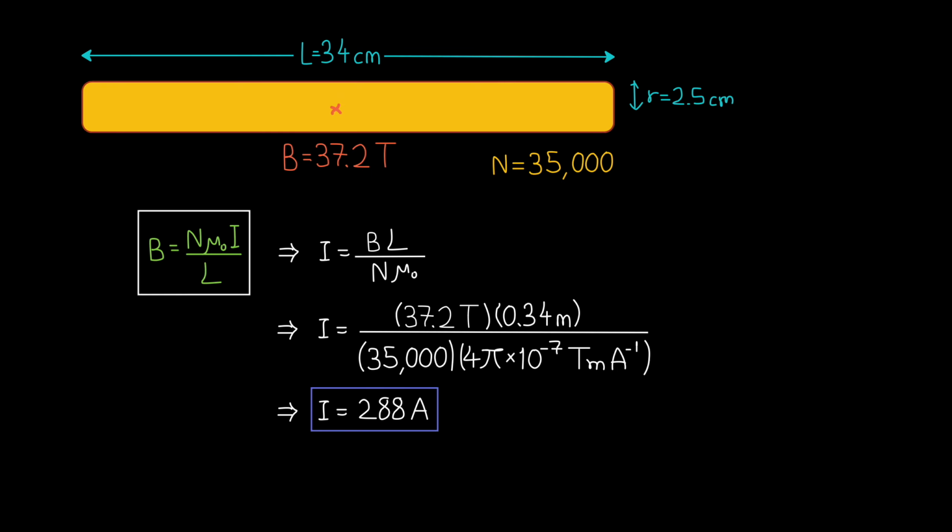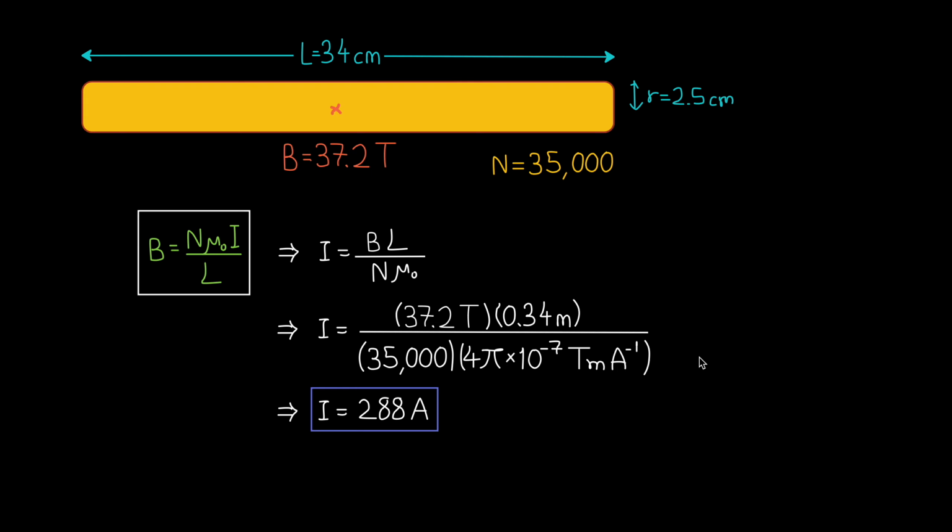So why is it given? The reason why it's given is that because the length is much greater than the radius, we can use the solenoid formula in this problem. If the length and the radius were comparable, then we wouldn't be able to use the solenoid formula. For a coil to be considered a solenoid, its length should be much greater than its radius.